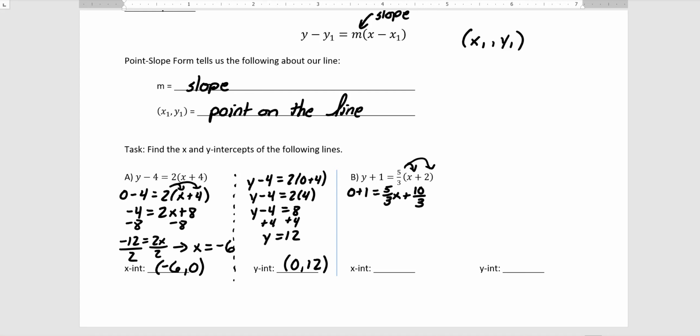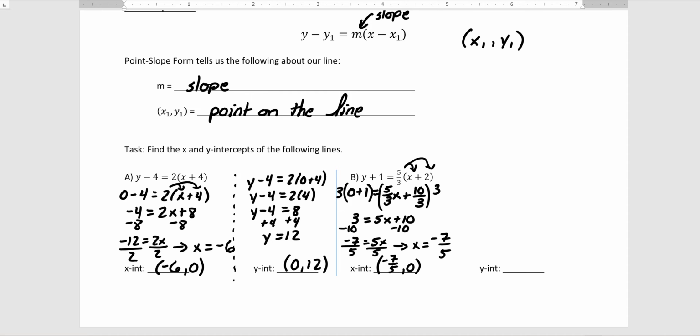You know, I really don't like these fractions. I'm going to multiply everything by 3 to get rid of these fractions. So when I do that, I'll have 3 equals 5x plus 10. I can subtract 10 from both sides. So I'll have negative 7 equals 5x. Divide by 5, divide by 5. And I find that x equals negative 7 over 5. As a coordinate point, negative 7/5, comma 0.